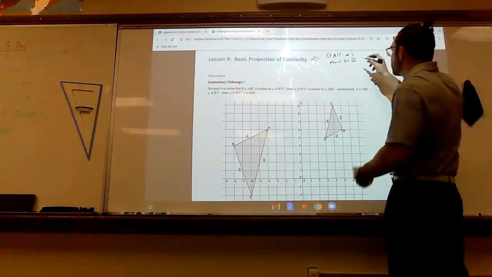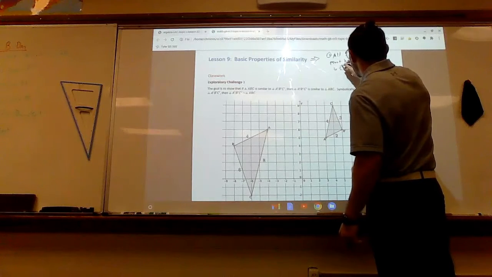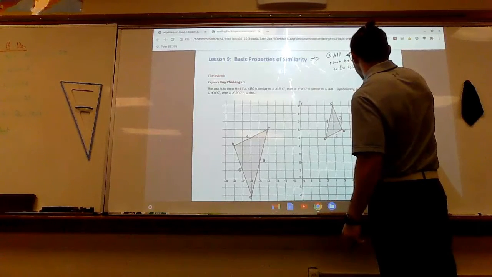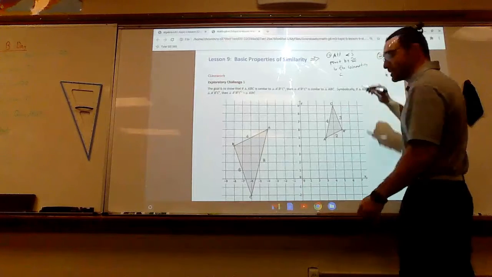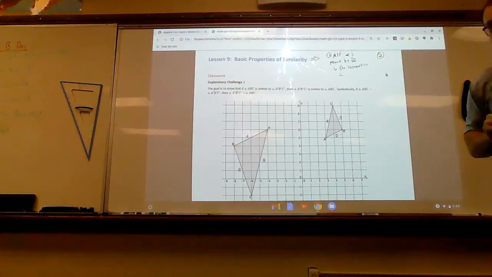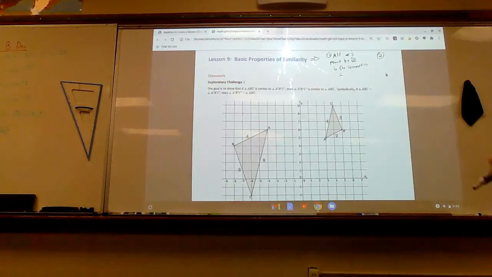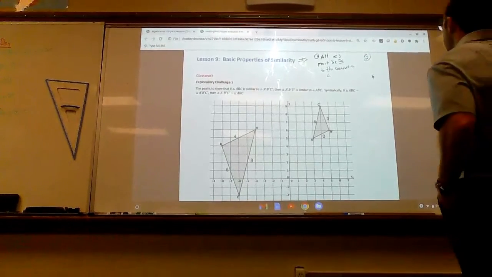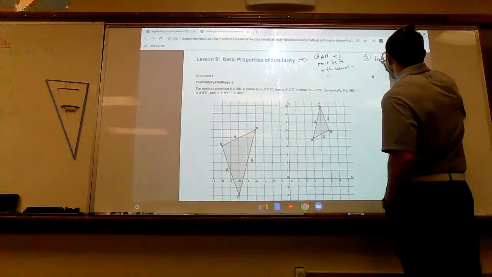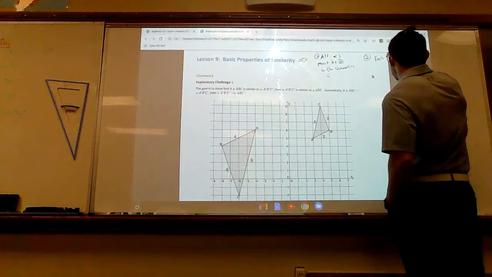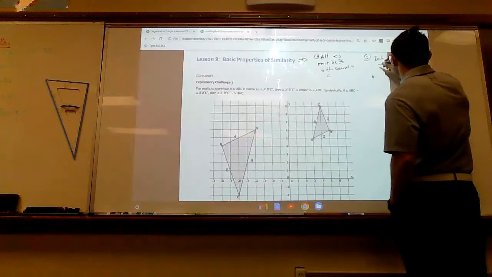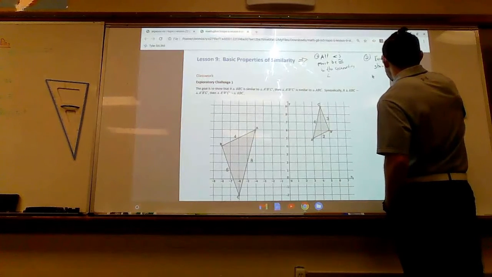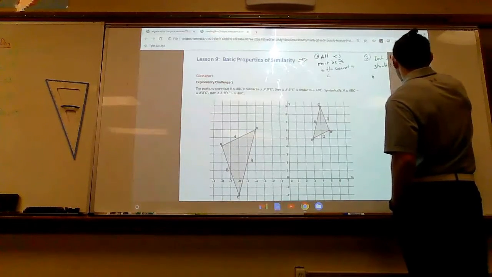So all angles must be congruent to the corresponding angle. And number two, this is what is important from today's lesson. So number two is what's important. Each side length should stay proportional.